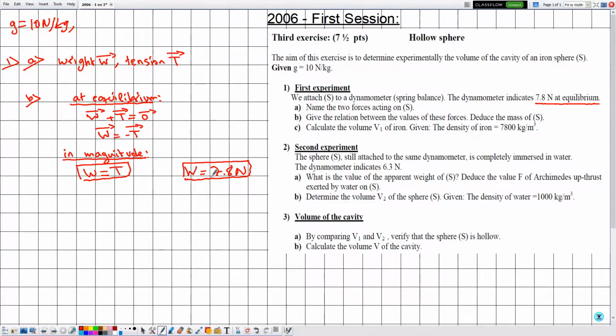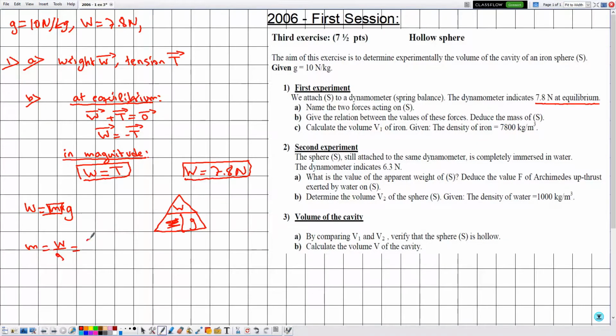So knowing that the value of the weight is 7.80 newtons, we need to deduce the mass of S. We know that the mass and the weight are related via the following formula: the weight is equal to m multiplied by g. Here the weight is given by 7.80 newtons. Knowing that we are interested in determining the value of m, construct the triangle of this formula: because we have a multiplication, W will be at the top, m and g at the bottom. We are interested in m, which is given by the ratio of W and g.